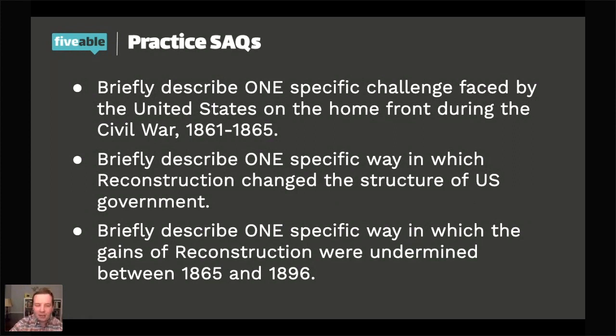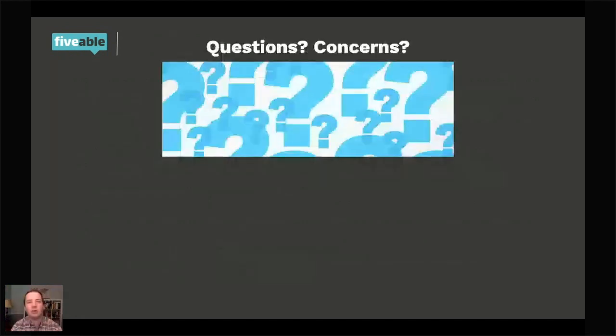So those are some practice SAQs. Be able to answer those. And I think you're well on your way to making sure you know all of period 5. Any other questions or concerns that I can go about now before we end for tonight? Remember period 5, road to the Civil War itself, and then the aftermath of the Civil War, aka Reconstruction. That's basically what you're going to need to know.